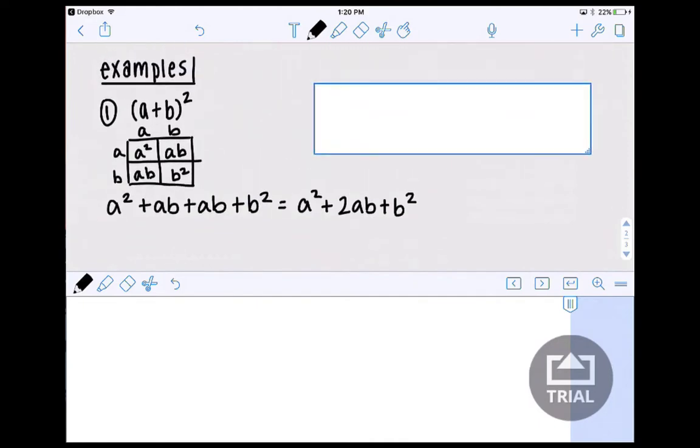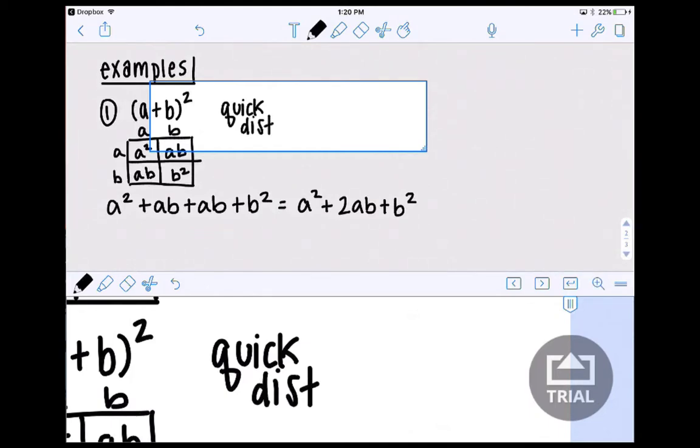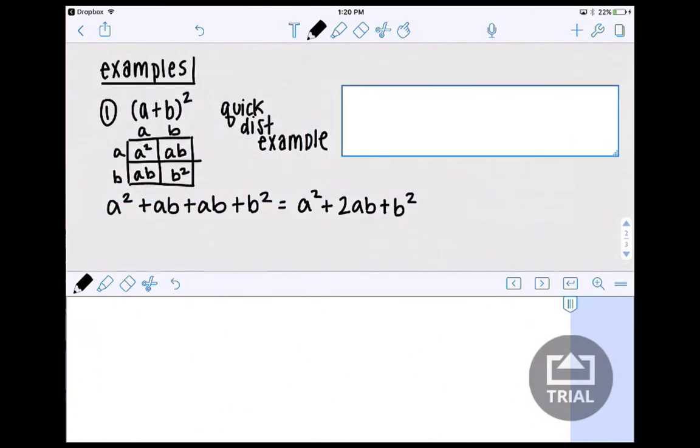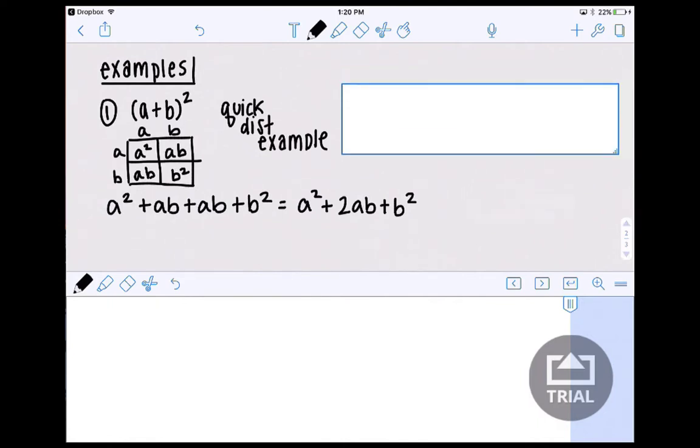Let's just move on. That was a quick example of FOILing. Quick distribution example. And I don't want you to get this example confused with the property that we talked about when you distribute the exponent, because it's not. Have any questions on that, let me know.